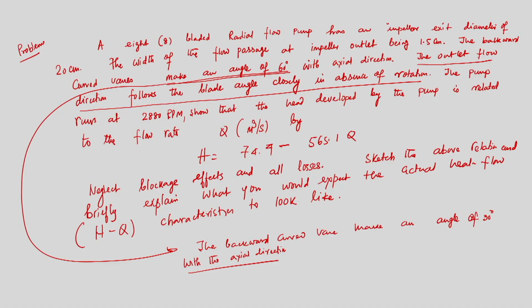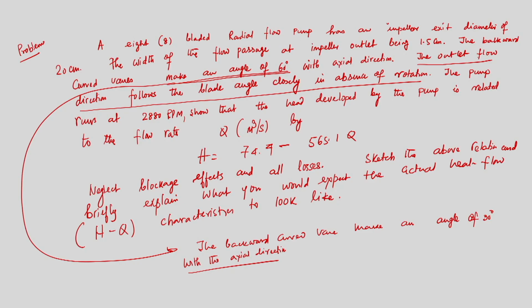This is W2, but an important point that we need to take into account is that it is written that outlet flow direction follows the blade angle closely in absence of rotation. That means, whenever the pump is not rotating, the outlet flow angle follows the blade angle, but whenever the pump starts rotating, the outlet flow angle will deviate. That means there is a presence of slip. So, this sentence is an indication that we need to take the effect of slip into account while solving the problem.